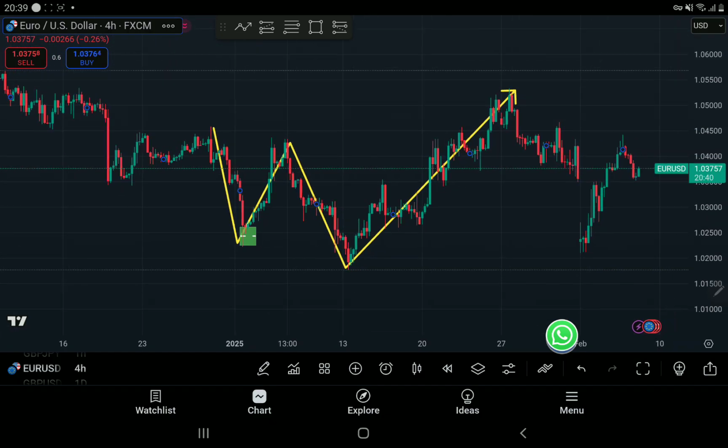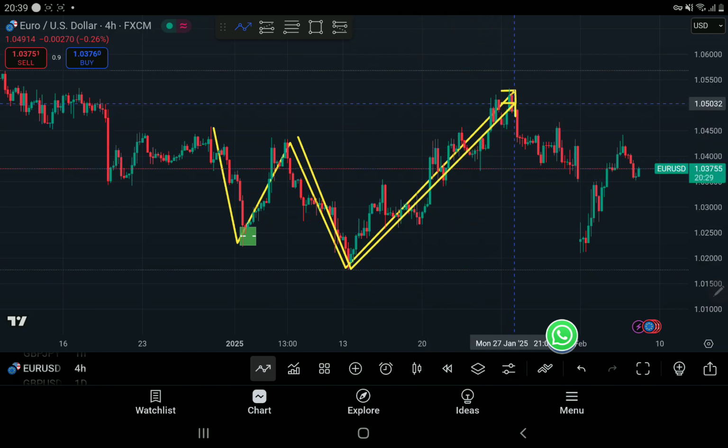And which move took it out? See the move that took it out here. This particular move was the one that took it out, right? And from this same move, we made a higher high.